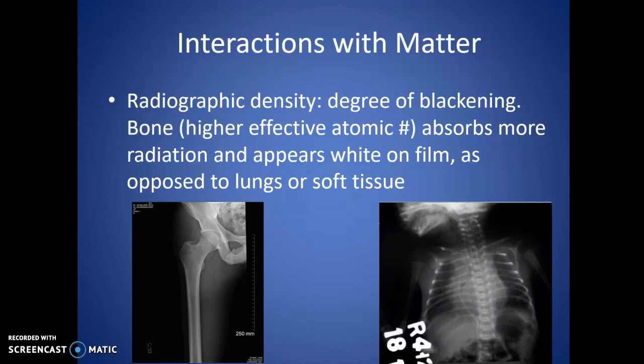Density, degree of blackening: bone is typically going to have a higher atomic number, which absorbs more radiation, so it appears white on film as opposed to lungs or soft tissue. As we're making these interactions and going through the bones, if there's something in the way that has a higher atomic number, the X radiation is not going to pass directly through it as it would easily pass through something like air, because there's basically nothing stopping it with the low atomic number of the soft tissue of the lungs.